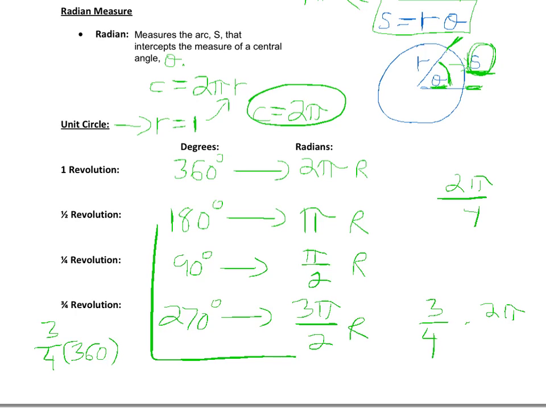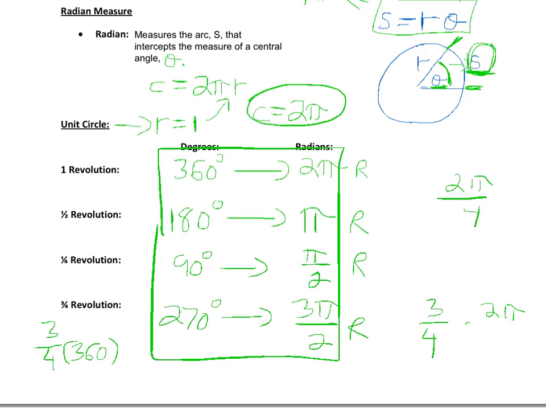So this is the main point right here, to be able to look at these and know, all right, 360 degrees, that's the same as 2 pi radians. 90 degrees, that's the same as pi over 2 radians. Radians are a little weird, a little different to deal with, but you're going to see as we do this over and over and over again, it's going to be automatic. Okay?